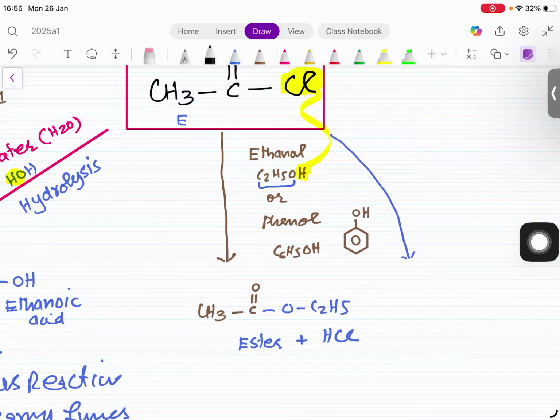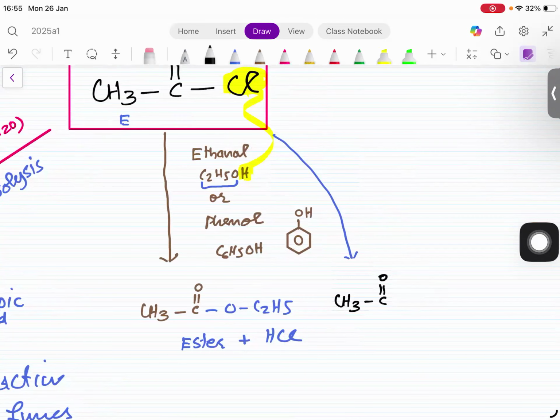And what about phenol? CH3, C, double bond O. And what next? This H is gone again. So next, not benzene ring. This O is going to take the place of Cl. This O. And then there is a benzene ring. Right? This is again ester. This is phenyl ester. That was ethyl ester.